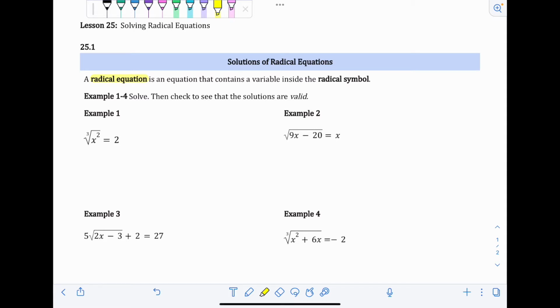So you can see in all of our problems, they all have, in this case, an x inside the radical, and that makes them radical equations. If you have an equation that has a radical, but the variable is not in it, it would not really be classified as that. For example, x equals the square root of 4 would be a counterexample because it doesn't have the variable inside the radical.